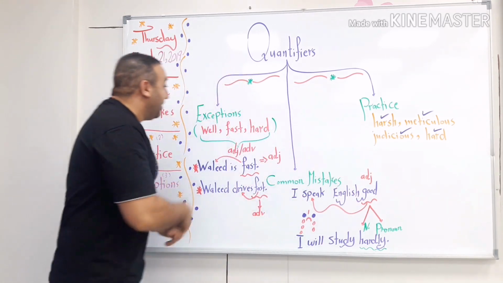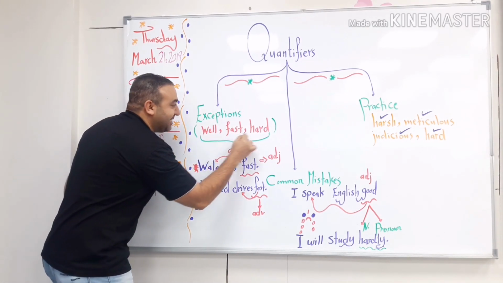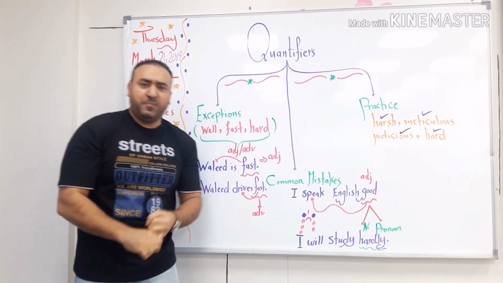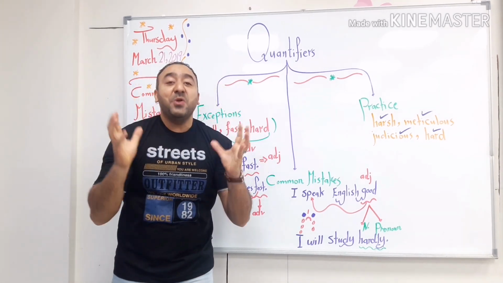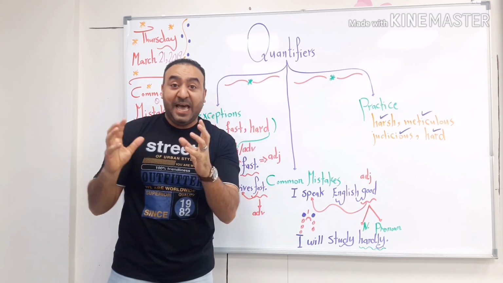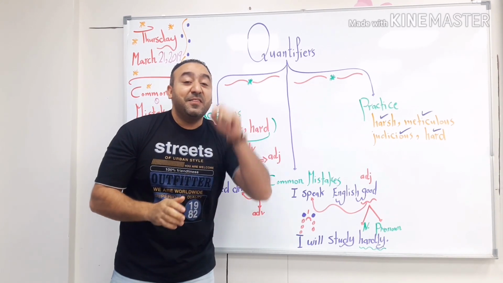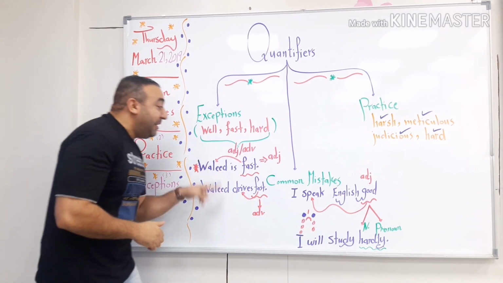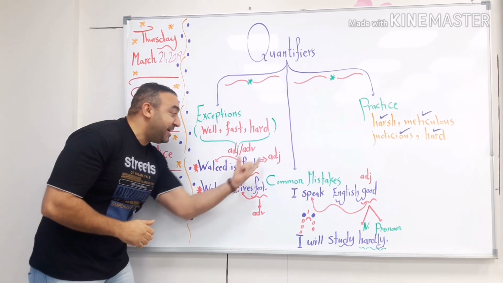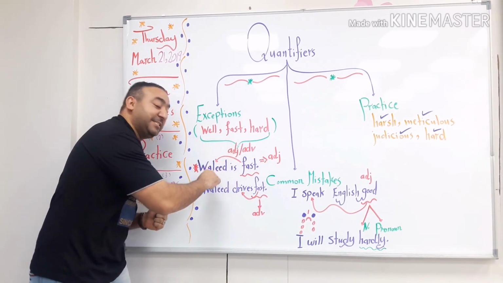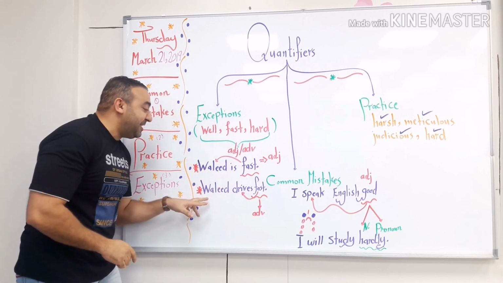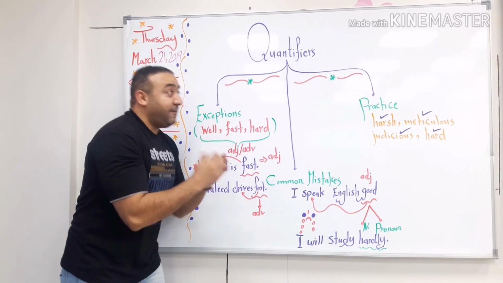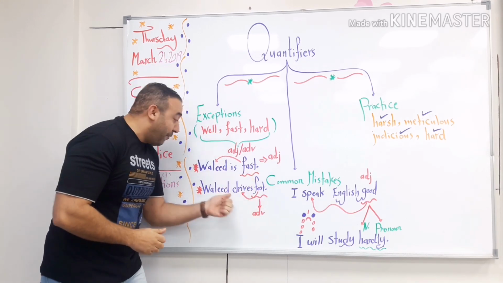We have some exceptions. Look at these three words: well, fast, and hard. You know that these words come as adjectives or adverbs. But the big question is, teacher, how can I know the difference between the adjective and the adverb? The criterion is the context itself. So for example, look at this sentence. We say, Walid is fast. Now fast here is an adjective. Why? Because it modifies the noun Walid. On the flip side, when we say Walid drives fast, how does Walid drive? Fast. So fast modifies the verb drives.